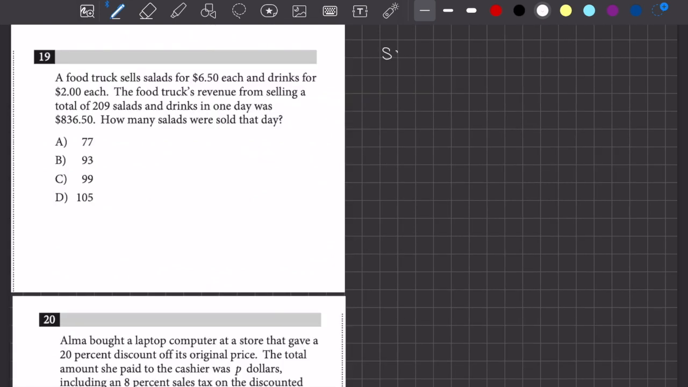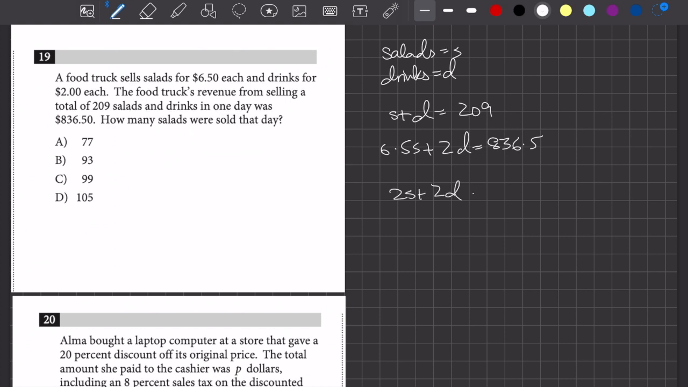For question 19, let's denote the number of salads as S and the number of drinks as D. We have a total of 209, so S plus D equals 209. And the other equation will be for price. A salad costs 6.5 and a drink costs 2, so 6.5 S plus 2 D equals 836.5. We can solve this using elimination. Multiply the first equation by 2, and then subtract the equations.